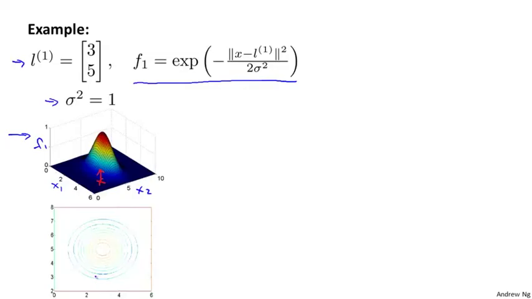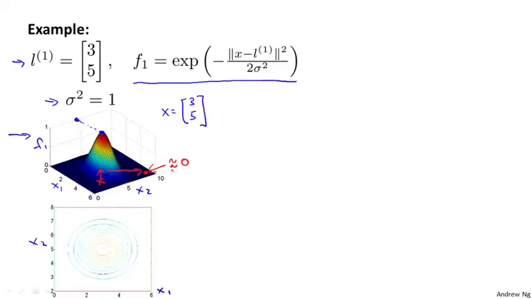And down below is the same figure shown using a contour plot with x1 on the horizontal axis and x2 on the vertical axis, so this figure on the bottom is just a contour plot of this 3D surface. You notice that when x is equal to (3, 5) exactly, then f1 takes on the value 1, because that's its maximum, and as x moves further away, this feature takes on values that are close to 0. And so this is really a feature.